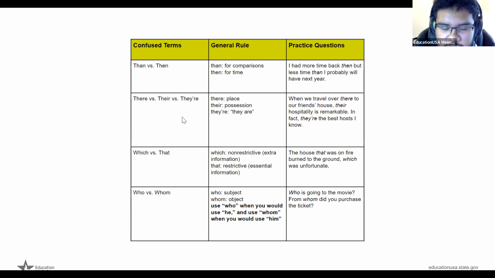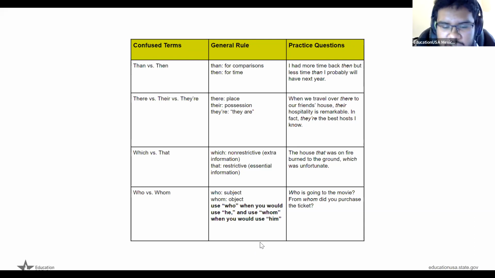In the next one, we have "From whom did you purchase the ticket?" "From" is a preposition here that mandates the object form, which is why you use whom, the same way you would say "from him." You could answer the question with "from him" or "from her," which is why you use whom here. This is asking about someone you bought a ticket from, but you don't know the person, which is what you're asking here.